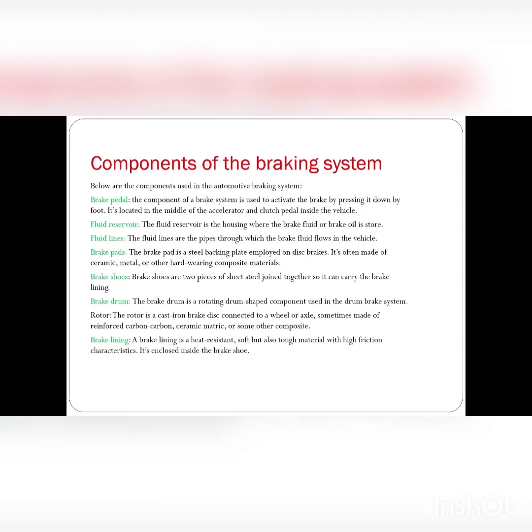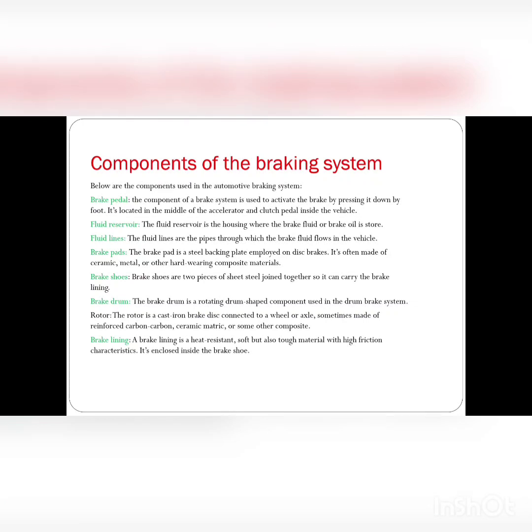Fluid lines. Fluid lines are the pipes through which the brake fluid flows in the vehicle. And brake pads. The brake pads are steel braking plates employed on disc brakes. They're often made of ceramic, metal, or other hard-bearing composite material. And brake shoes. Brake shoes are two pieces of sheet steel joined together so they can carry the brake lining. Brake drum. The brake drum is a rotating drum-shaped component used in the drum brake system.